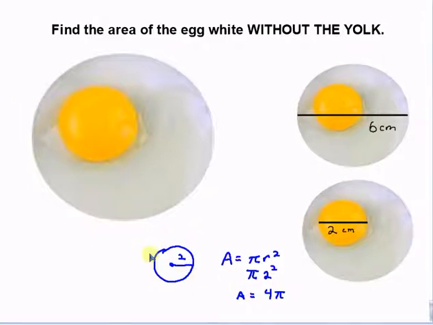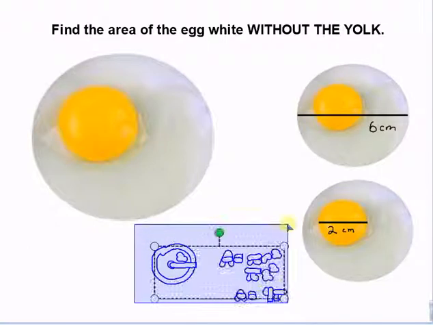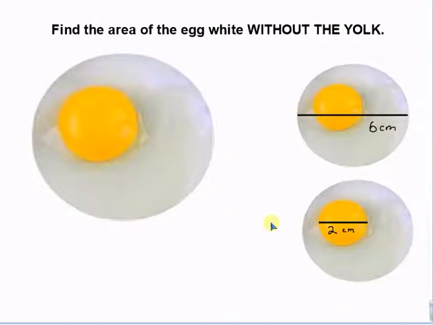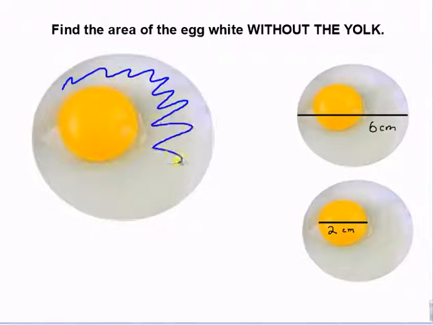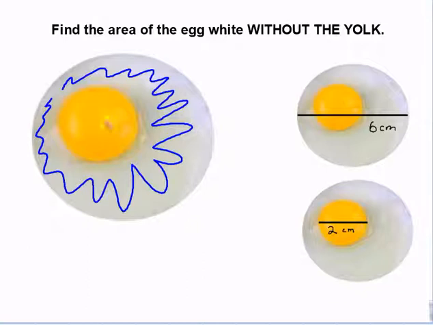Well, that's pretty easy. That's just a single circle. Let's say we wanted to find the area for something more complex. Let's look at this egg. We have one circle on the outside, and it's white, and then we have a circle on the inside that is yellow. Let's say we just wanted to find the area of the white of the egg. We don't want to find the area of the yellow part. We don't want that included. We just want the area of the egg white on the outside.